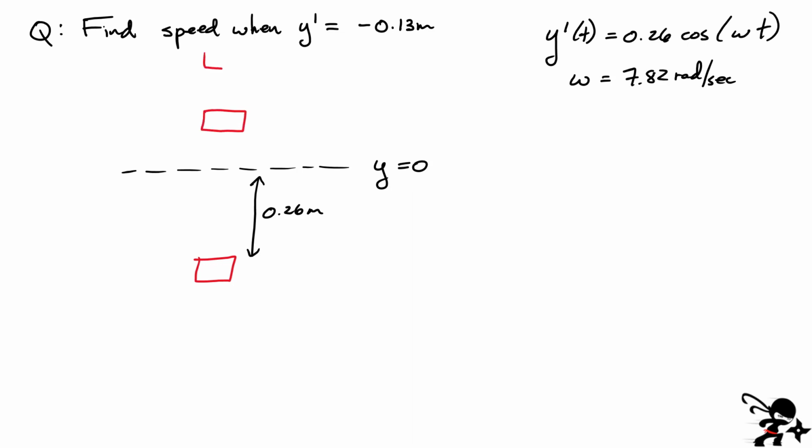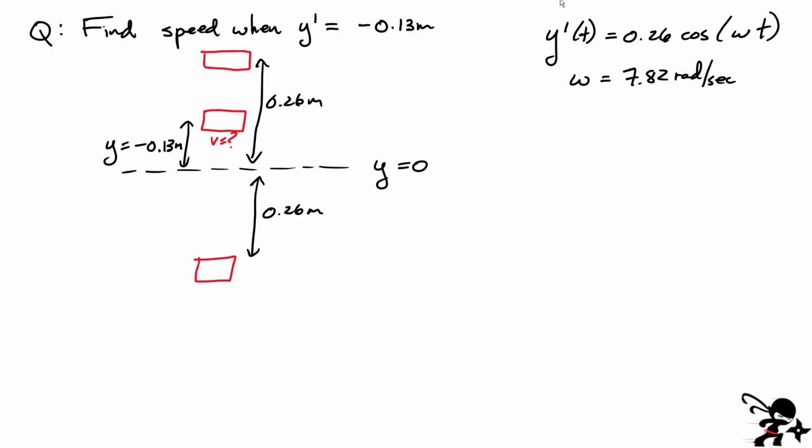The mass is eventually going to go all the way to this position, right? It's going to oscillate between 0.26 below and 0.26 above. But really, I want to know when I'm this far away, okay? y equals minus 0.13 meters. All right, how do I find the speed here at this position? What is v? Now, you could solve this using two methods, okay?